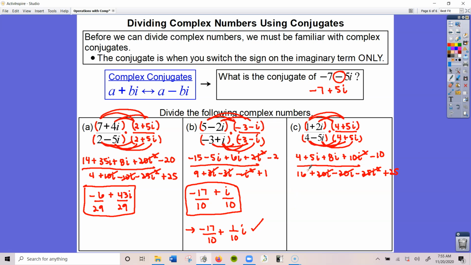So in my numerator, I have 4 minus 10, so negative 6. And then 5i plus 8i is plus 13i. Then when I add 16 plus 25, I get 41. So I'm going to put both of my terms here over 41. And those are your operations with complex numbers.